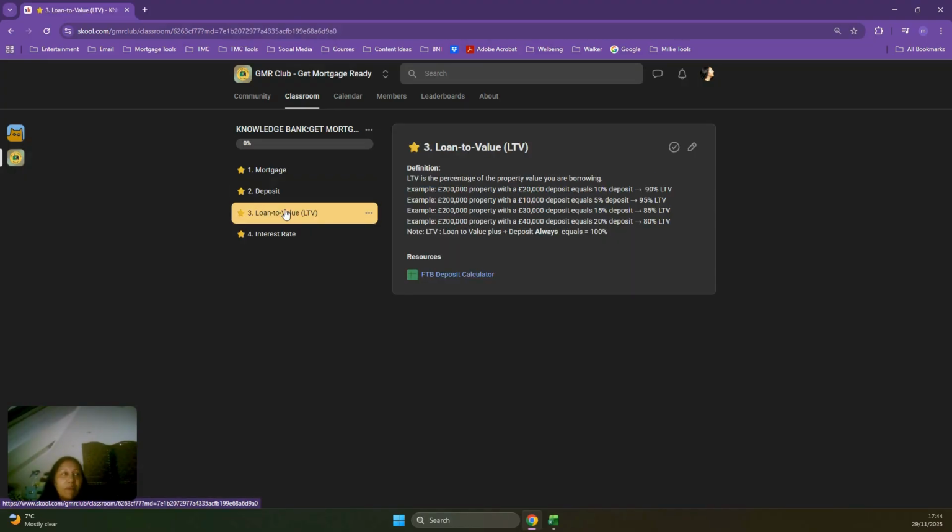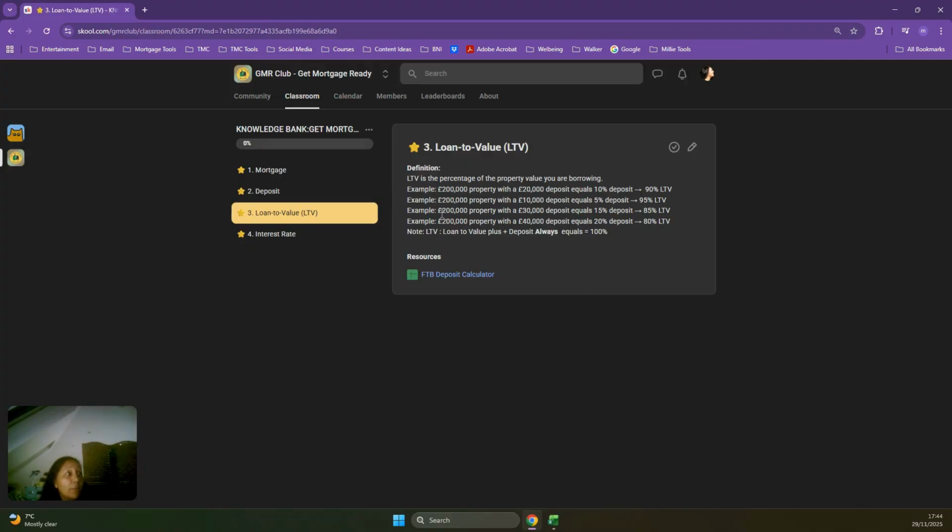And then loan to value. Now, loan to value is the percentage of the property in proportion to how much you're borrowing. So it's the loan to the value. So it's the loan, as in the mortgage loan, to the value, as in the market value or the property price. Now, if the property was 200,000 and you put down a 10% deposit, that would be 90% loan to value.